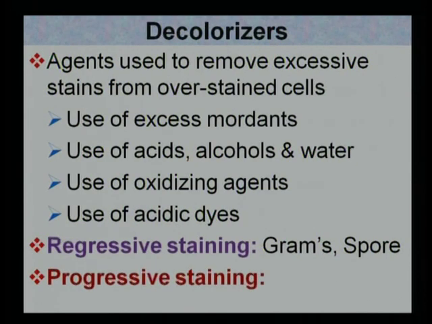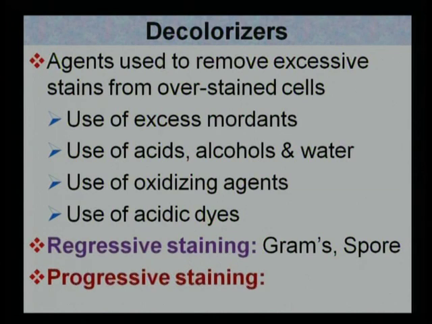Then the third kind of compound which is commonly used during staining is decolorizers. Decolorizers are basically the compounds or agents which help in removing the stain. They remove stains either from a selective portion of the cell or, in some cases, from overstained cells. Now these decolorizers can be either a mordant, that is, a mordant can also act as a decolorizer.